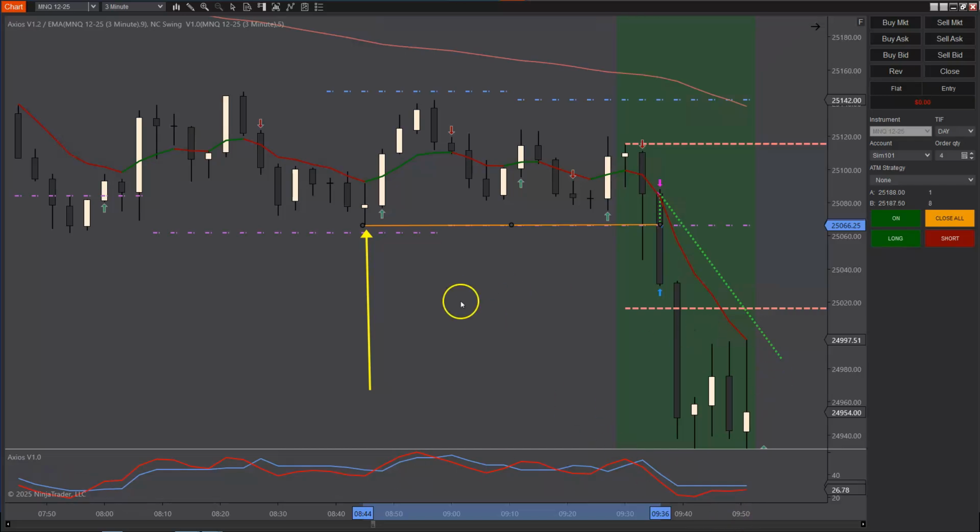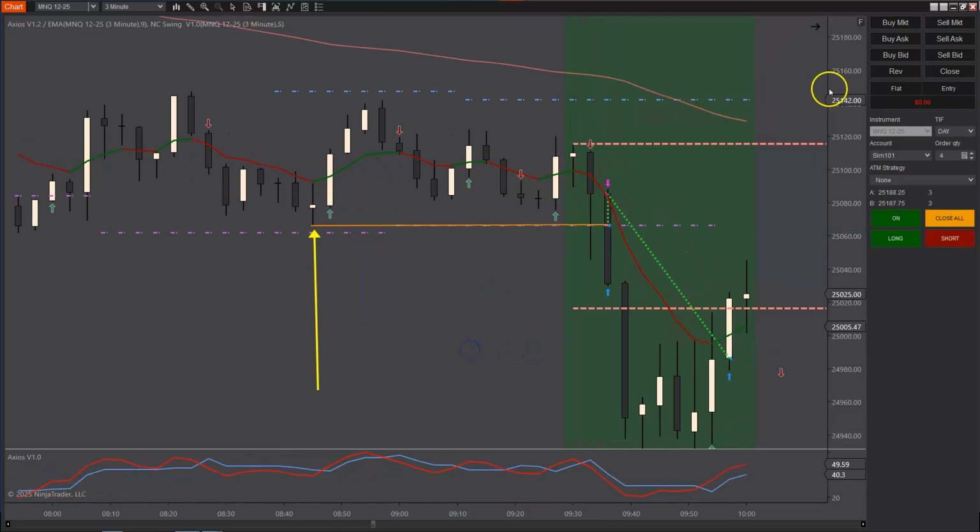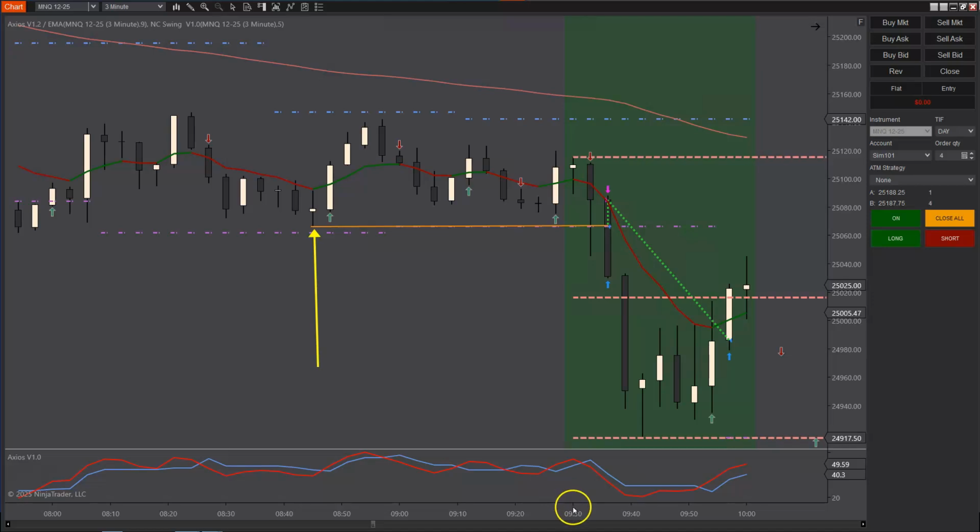Anyway, oh my God, where were we? Okay, so why did Axios enter this trade here? For everybody who's already subscribed, you already know, but we'll just go over this real quick. For Axios to start trading, we have to wait till 9:30. That's what this template trades from 9:30 to 12 Eastern Standard Time.